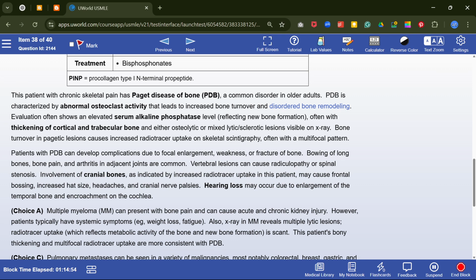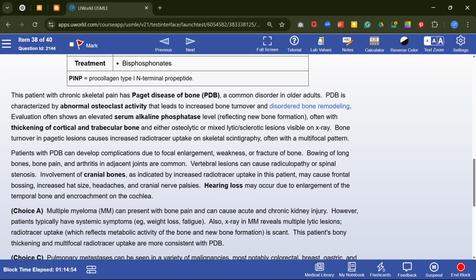Bone turnover in Pagetic lesions causes increased radiotracer uptake on skull scintigraphy, often with a multifocal pattern. Patients with Paget's disease of the bone can develop complications due to focal enlargement, weakness, or fracture of bone. Bowing of the long bones, bone pain, and arthritis in adjacent joints are common. Vertebral lesions can cause radiculopathy or spinal stenosis.